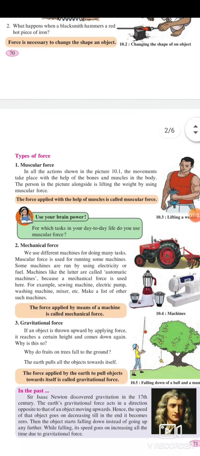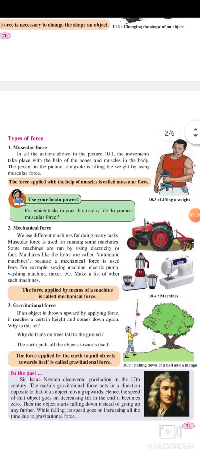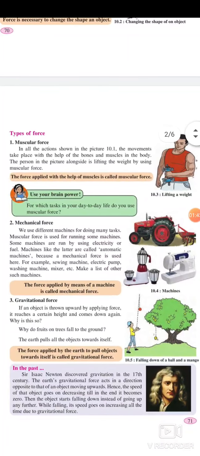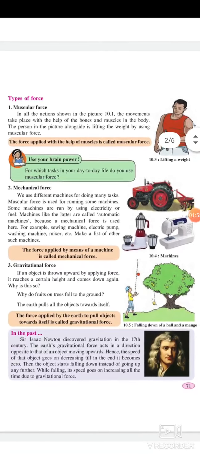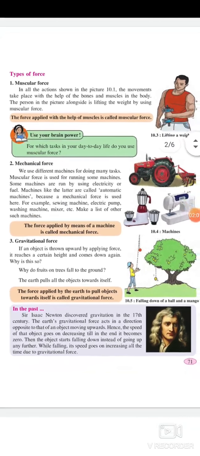Types of forces. First, muscular force. In all the actions shown in picture 10.1, the movements take place with the help of bones and muscles in the body. The person in the picture alongside is lifting the weight by using muscular force. The force applied with the help of muscle is called muscular force. Use your brain power. For which task in your day-to-day life do you use muscular force?